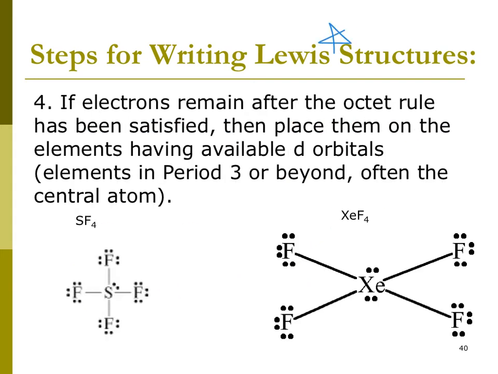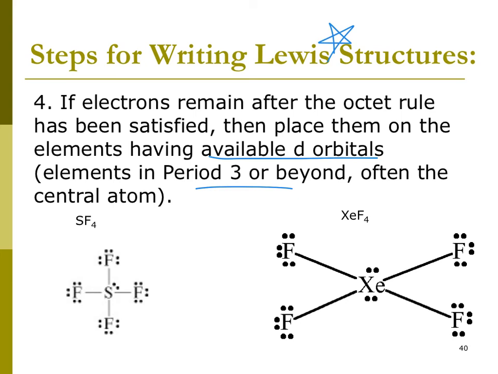Now this part is new as well. It is possible to have an expanded octet, meaning more than 8 electrons. So there are some conditions. One condition being that it has to have an available d orbital. So this is elements in period 3 and beyond, since the d orbital starts at 3d.